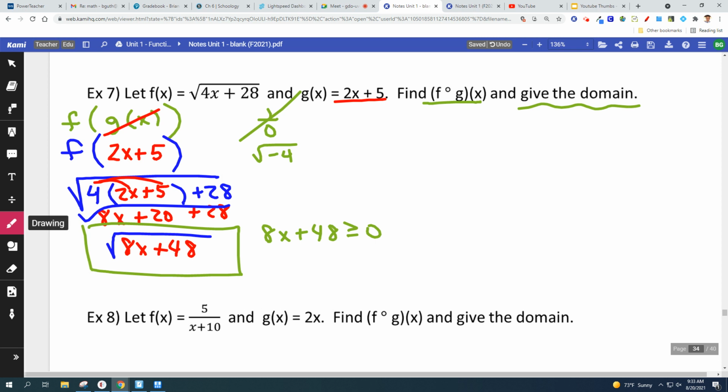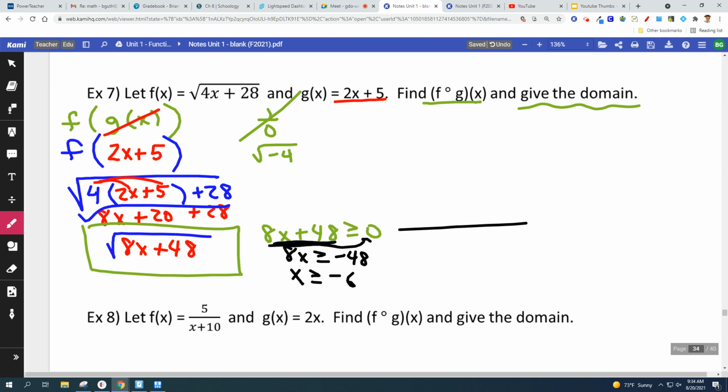So subtract the 48 over. 8x is greater than or equal negative 48, and divide by 8. X is greater than or equal negative 6. Now notice, X is allowed to be a negative number here, okay? X is allowed to be a negative. It's just this thing is not allowed to be negative. All right, but we've got X is greater than or equal negative 6.